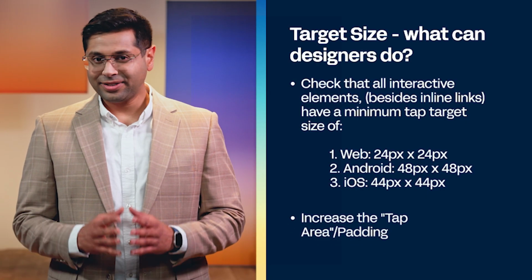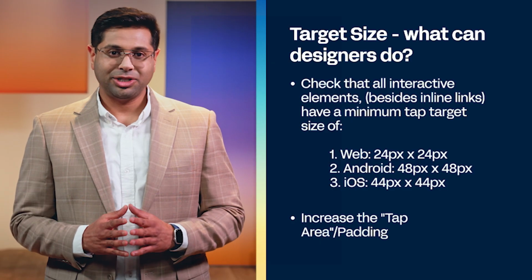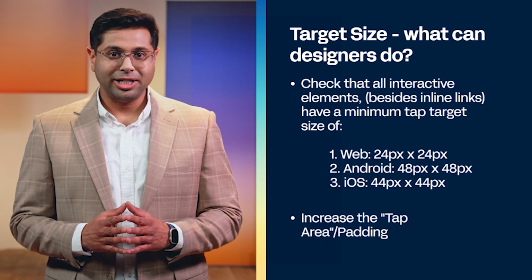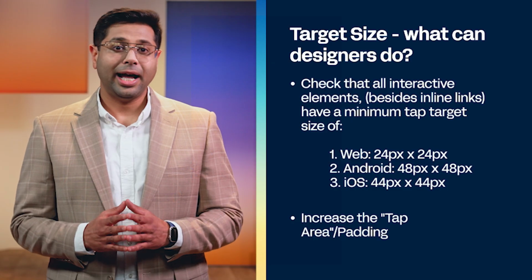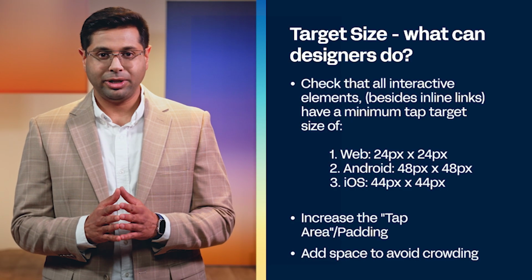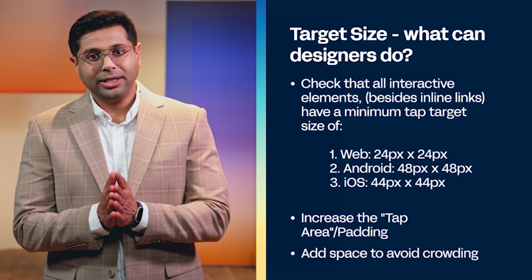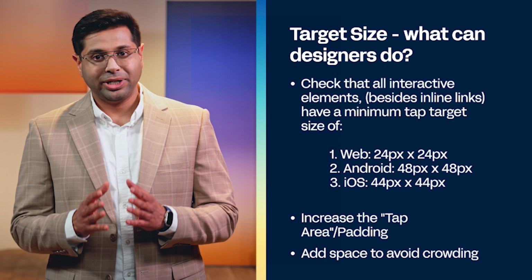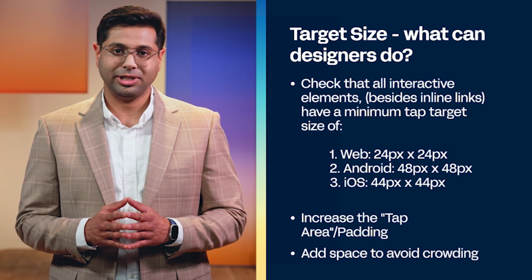Secondly, increase the padding. Designers don't always have to make the visual icon larger. They can increase the transparent tap area or the padding around it. And thirdly, add spacing. Designers should ensure there is enough buffer between the two targets, so a user doesn't accidentally trigger the wrong action, like pressing a delete button which is placed right next to the save button in close proximity.